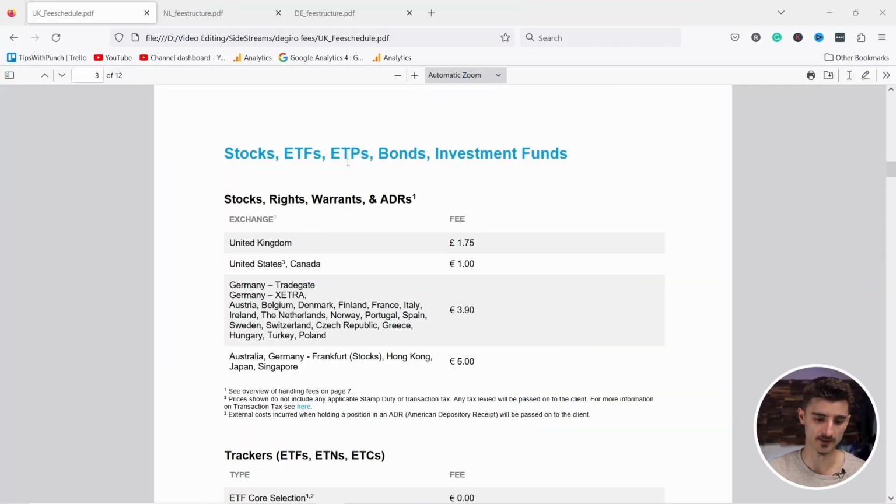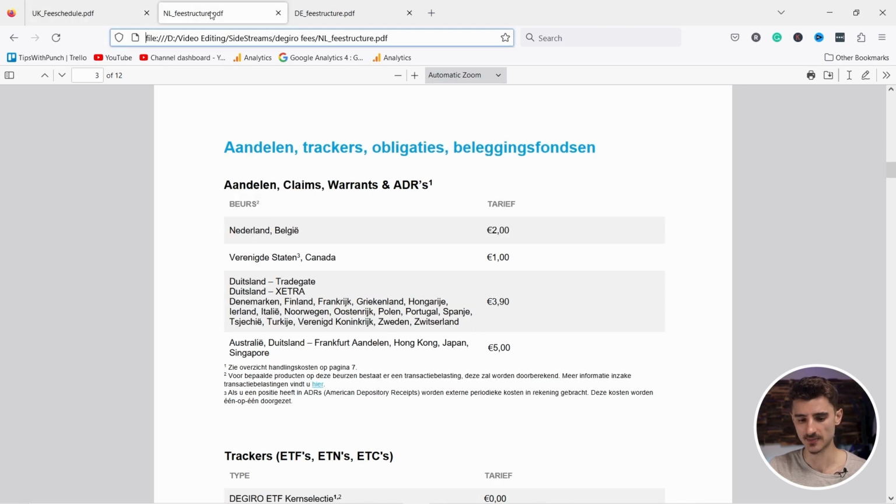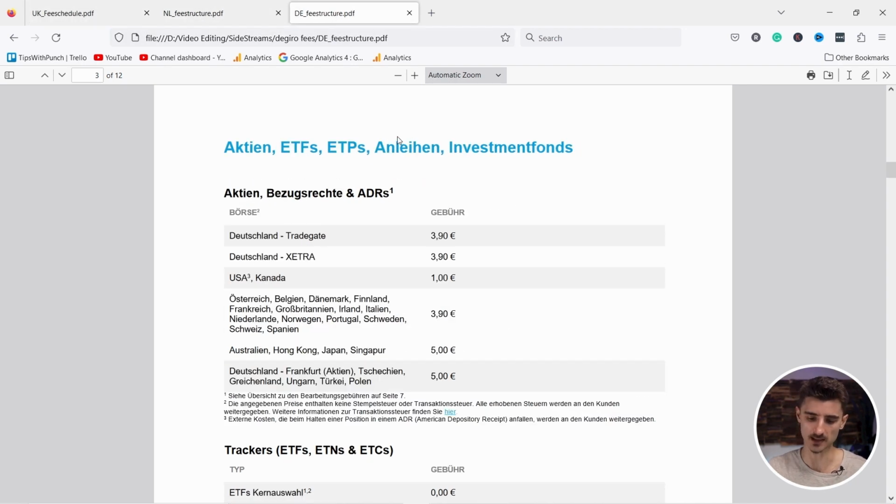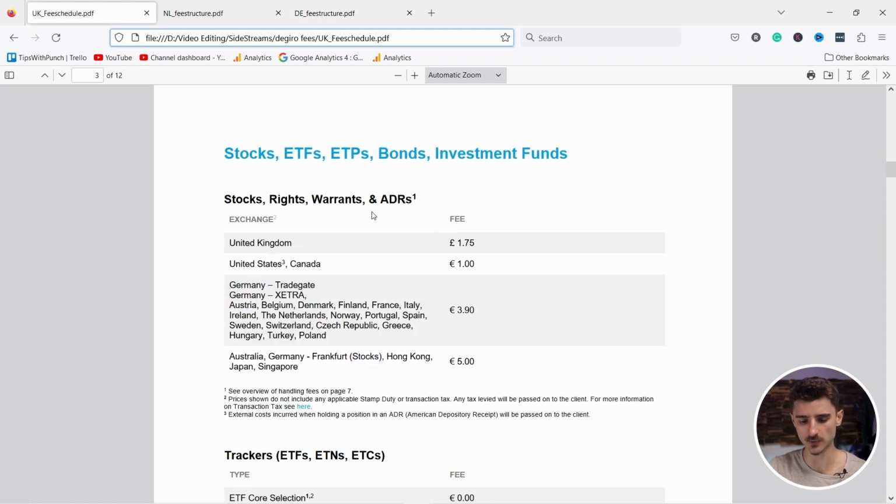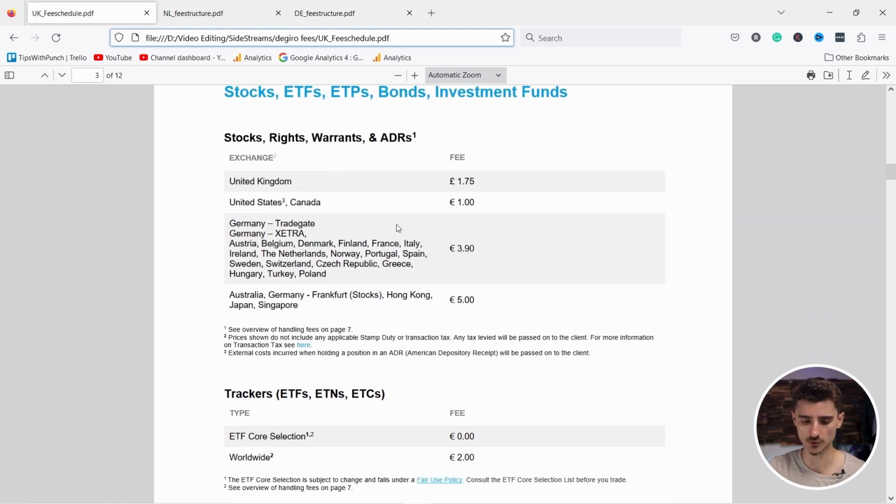So let's take a look at the fees a little bit more closely. So here I have the fees for UK. And by the way, DEGIRO always has them in this PDF format. You can see I have here UK, Netherlands, and Germany. They have similar structures and most of them are the same, but there are some small differences, especially if we look at stocks. So here, we already went through the stocks a little bit, but what I want to show you is a few things here in the fine print.